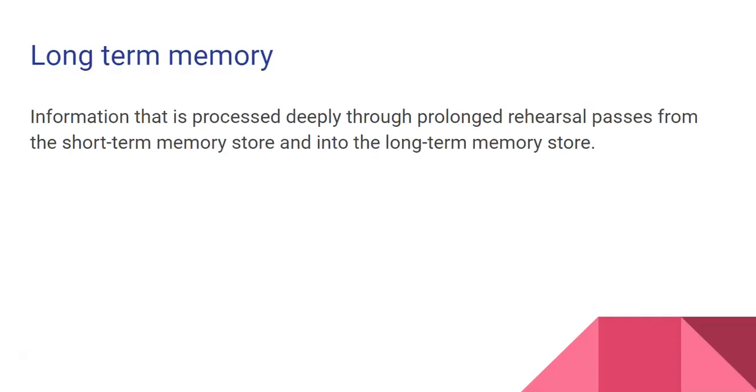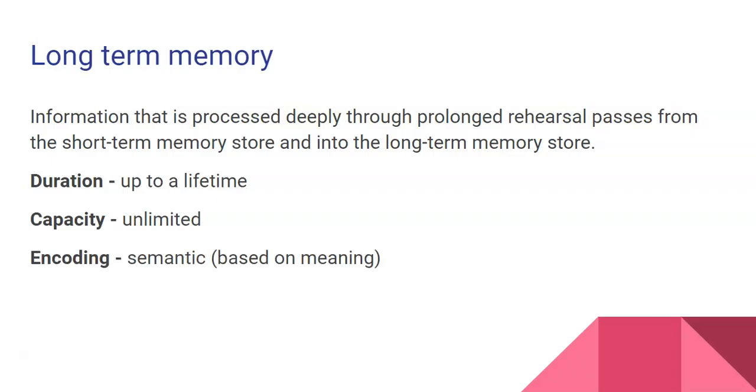Next we've got our long-term memory. Information that's processed deeply, so if we prolong rehearse it or we go over something again and again and again, goes from our short-term memory into our long-term memory. We can hold information here for up to a lifetime, and the capacity is potentially unlimited. And as we saw in Baddeley's study previously, we encode information semantically. Our long-term memory stores information based on its meaning.